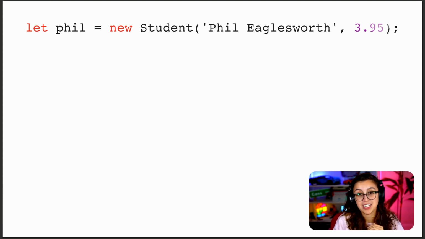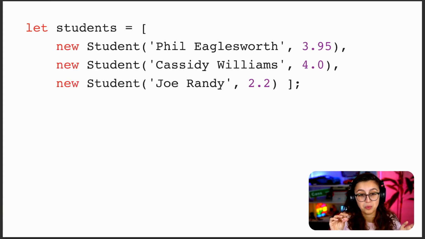If you were to create an array of students, you could create it like this, where you have just a bunch of new student objects that are initialized this way. Once again, these people are not real, and my GPA was definitely perfect in college.